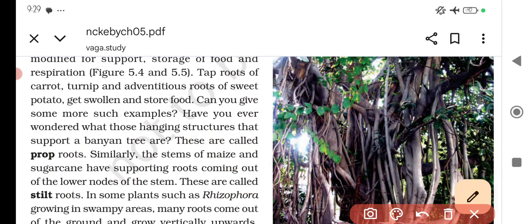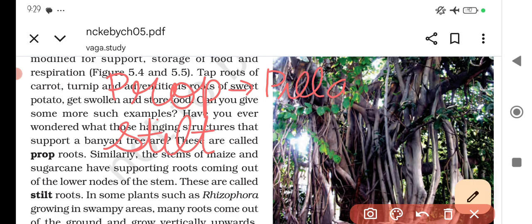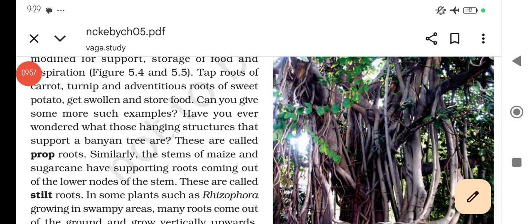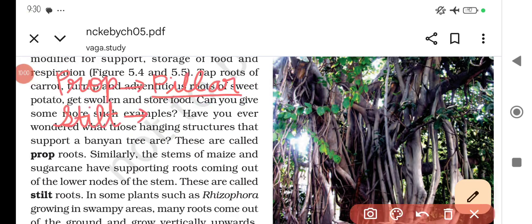In adventitious root modifications, we are having prop roots and stilt roots. Prop roots are also known as pillar roots, and these are found in banyan tree.